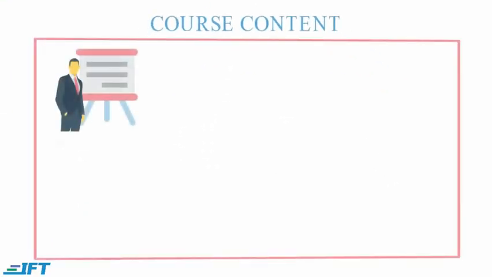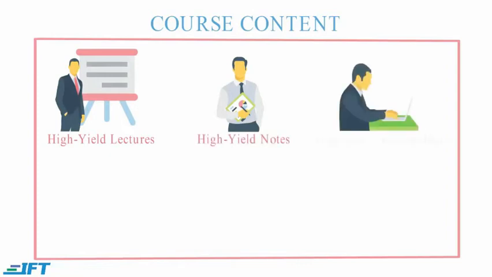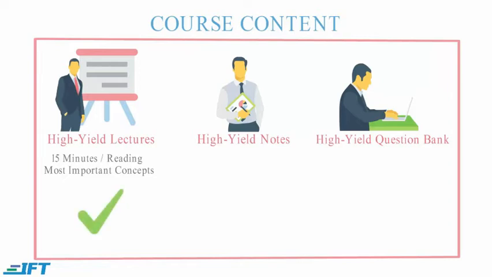The high-yield course has 3 components: high-yield lectures, high-yield notes, and the high-yield Q-bank. With the high-yield lectures, we spend an average of 15 minutes per reading. Here we focus on the most important concepts. We do not give detailed explanations. What we do here is largely read from the high-yield notes. So in that sense, the high-yield lectures are closely linked with the high-yield notes.